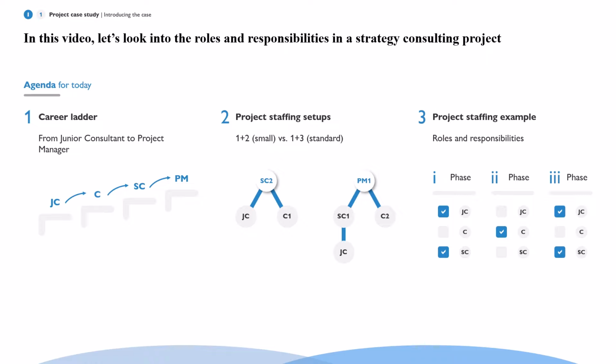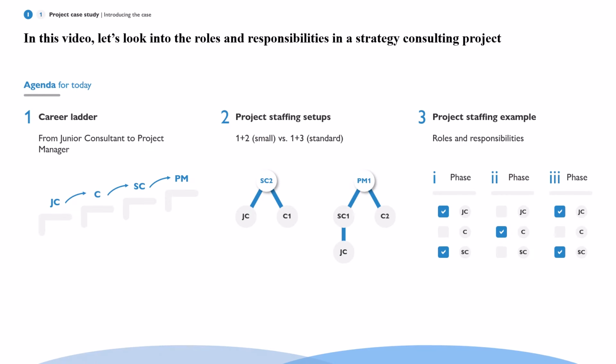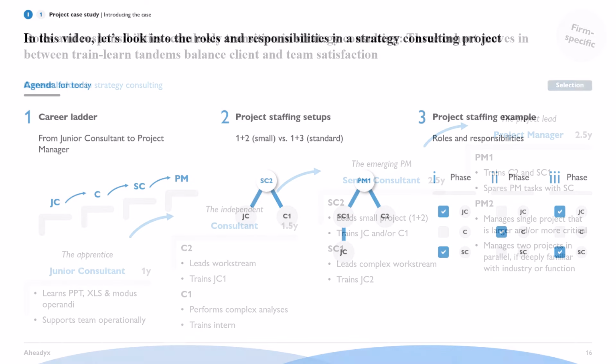In this video, let's look into the roles and responsibilities in a strategy consultancy. So first we will look at a career ladder and we will see for each of the grades what people bring in and what they get out. Second, we will look at two specific examples, a 1+2 and a 1+3 staffing, so a small and a standard project setup. And third, as this video is part of a playlist on a project case study, we will look at a specific project example and I will explain to you who's going to handle which tasks.